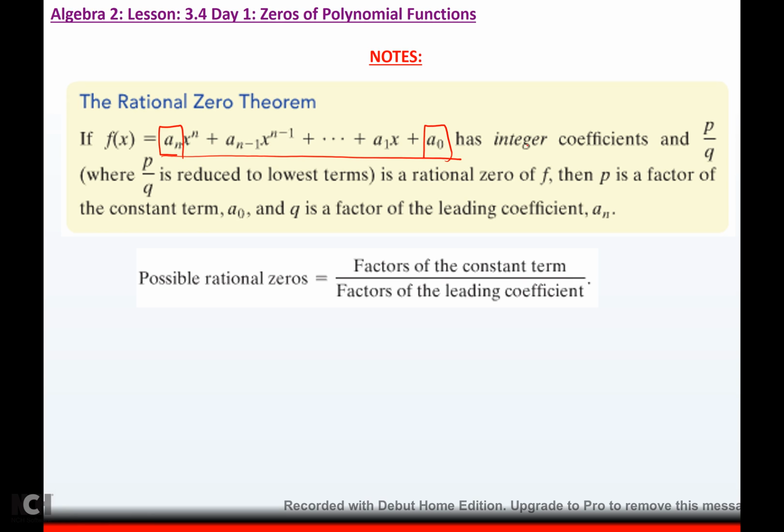If this polynomial has integer coefficients and p over q is a rational zero of f, then p has to be a factor of a sub naught, and q has to be a factor of a sub n, the leading coefficient. So your possible rational zeros are all the factors of the constant term over all the factors of the leading coefficient. This was a huge theorem back in its day.